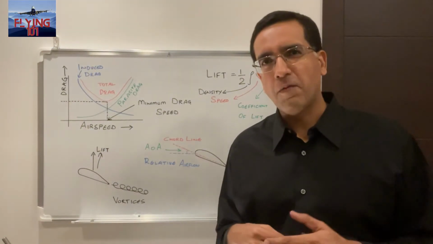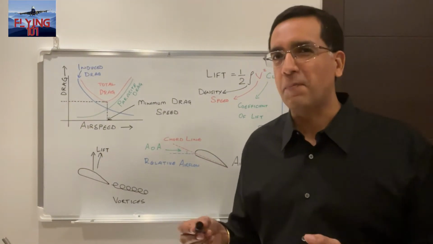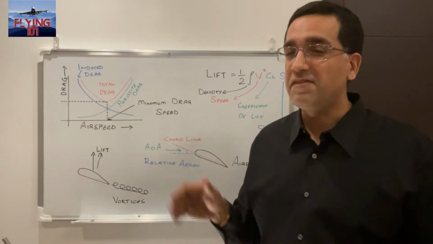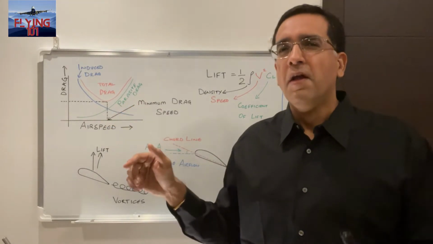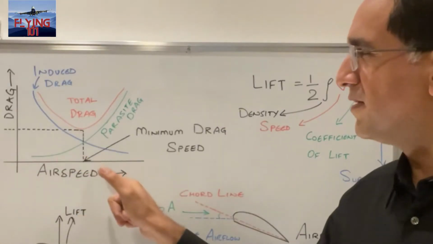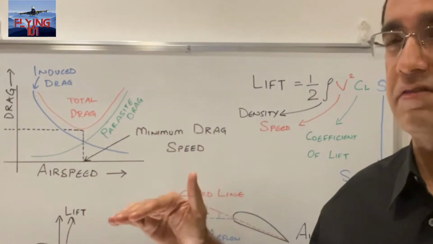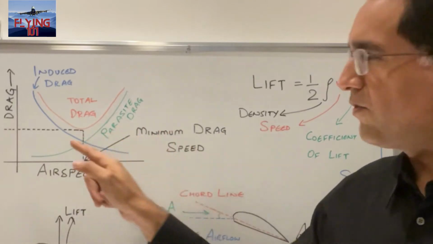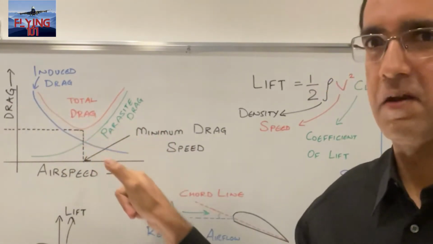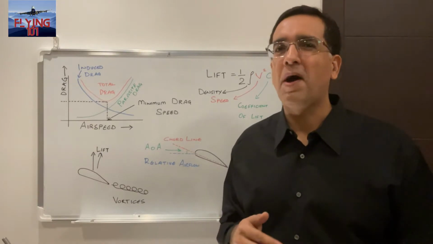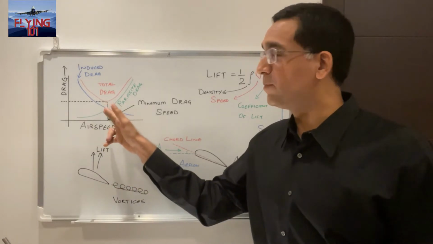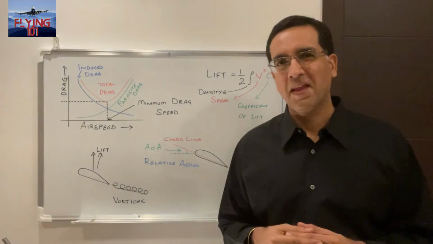Now, parasite drag varies directly with the indicated airspeed, and it increases as the airspeed increases, as we can see in this little diagram. So to summarize, as the airspeed increases, the angle of attack decreases to generate the same amount of lift, parasite drag increases and induced drag decreases, and vice versa. And so it can be seen that parasite drag and induced drag are inversely proportional to one another.